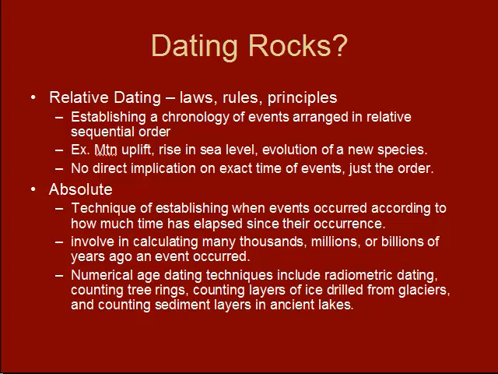In absolute dating, this is where you can actually get a number date. So we can actually establish when these events occurred and how much time has elapsed between present day and when they actually happened. So we can use various techniques to calculate thousands, millions, or even billions of years ago, which is pretty amazing and pretty awesome. So some of the techniques are radiometric dating. We'll talk about that last. Counting tree rings, layers of ice drilled from glaciers, and sediment layers in ancient lakes.